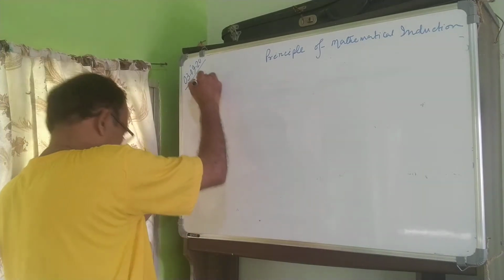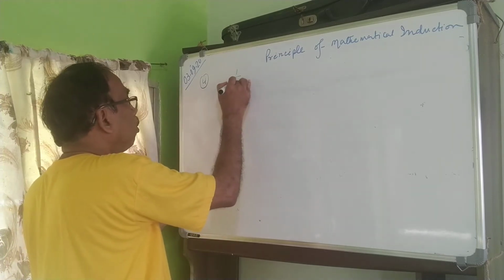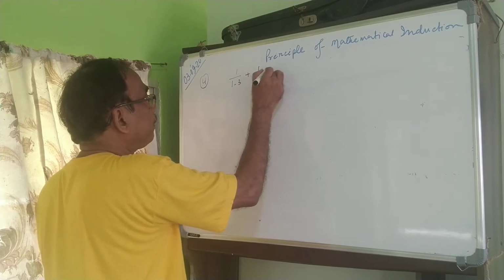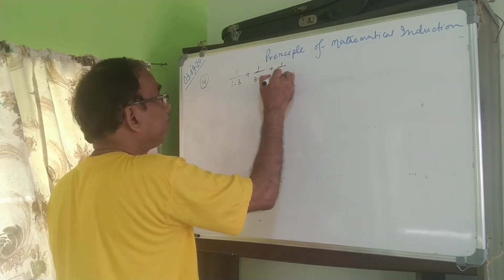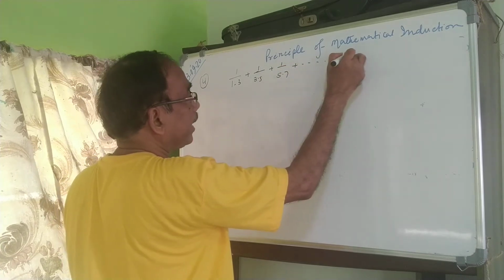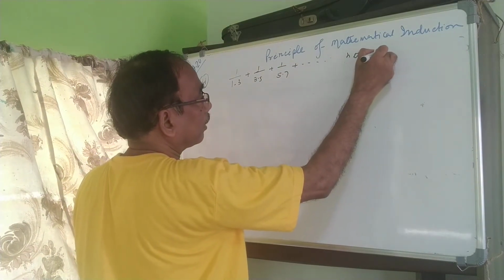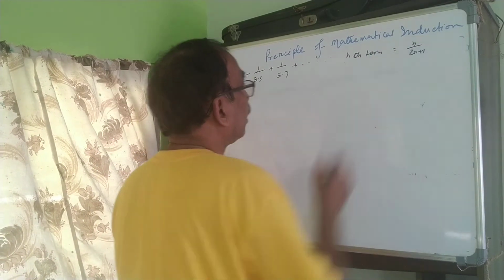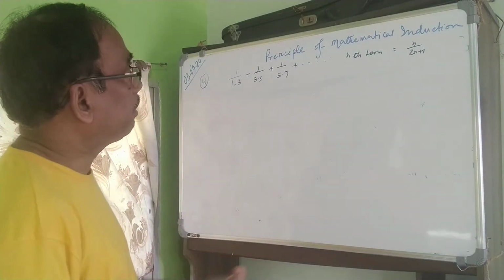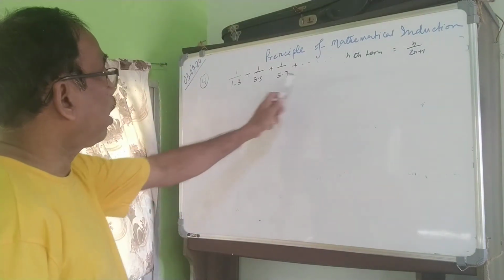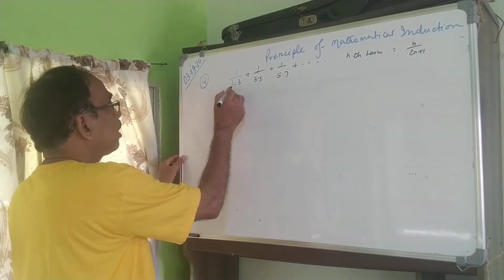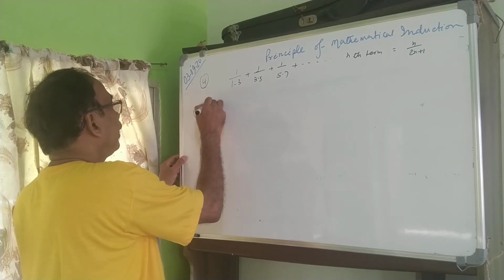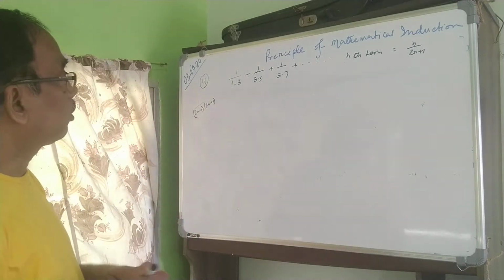Sum number 4. 1 into 3 plus 1 into 3 into 5 plus 1 into 5 into 7 plus dot dot dot plus the nth term equals n by. Here in this series, the nth term is not given. We have to find what will be the nth term. Look here, the first term we can write as (2n minus 1)(2n plus 1). You have to convert like this.